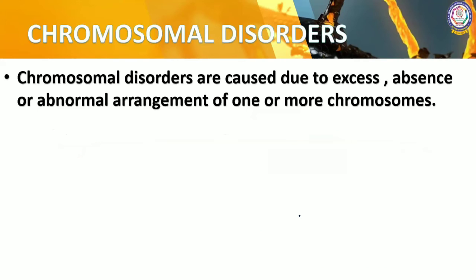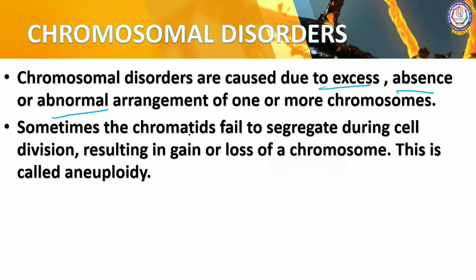So first, chromosomal disorder is nothing but due to excess or absence of chromosome. It's an abnormal arrangement of the chromosome, otherwise called chromosomal anomalies. Sometimes the chromatids fail to segregate during the cell division. Just have a recap. What are the 2 types of cell division? It's nothing but mitosis and meiosis, resulting in gain or loss of a chromosome.